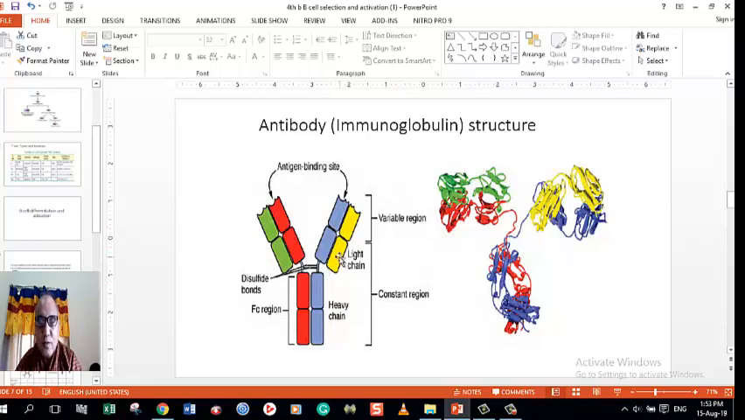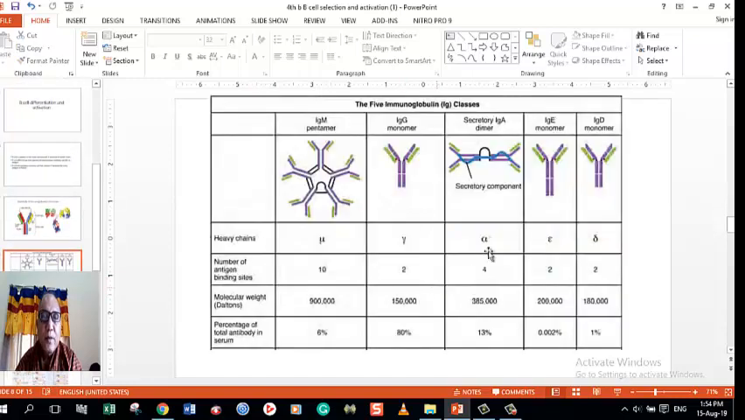The base regions 1, 2, 3, these lower regions are constant regions, and the side chains, the shorter chains, are light chains, and these are called heavy chains. These long or heavy chains have Fc regions, which are very constant regions, and these short and heavy chains are connected by disulfide bonds.